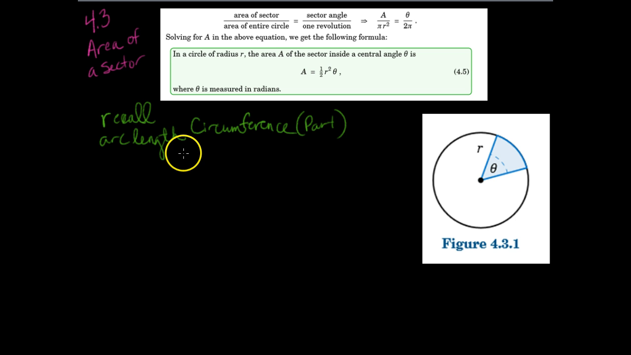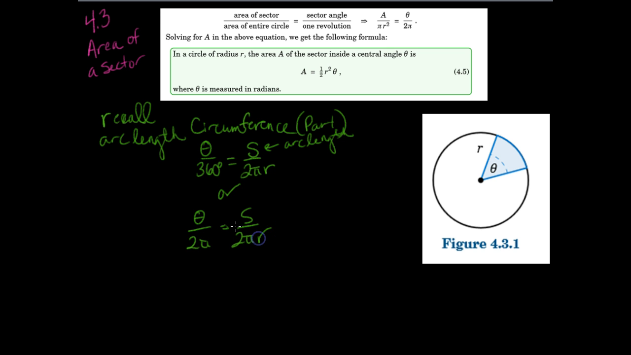So if we did something like, let's see, when I set up that ratio, I would say theta is to 360 degrees as S, whatever your S is, to 2 pi r. S stood for arc length, if you recall. And this could also be, I would say, theta is to 2 pi as S is to 2 pi r. And that was that little shortcut.